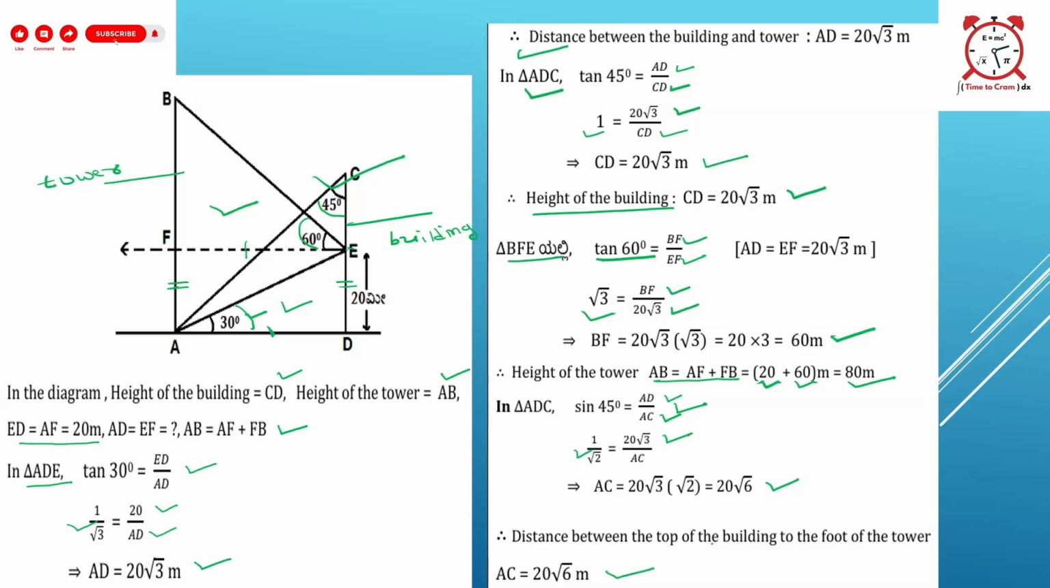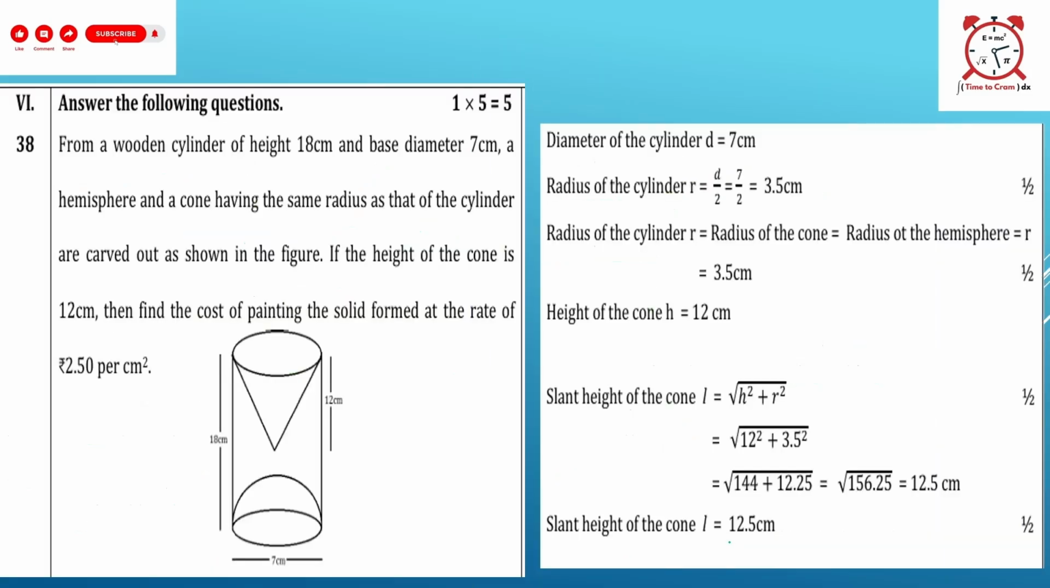So in that way we have to deal with the question of the trigonometry. Now this is the question 5, each question of 4 marks. Now last question, question number 6, you know that in the board exam there is only one question of 5 marks which has an internal option, and this question is from surface area and volume.